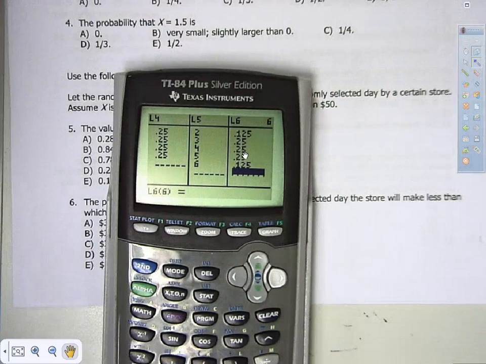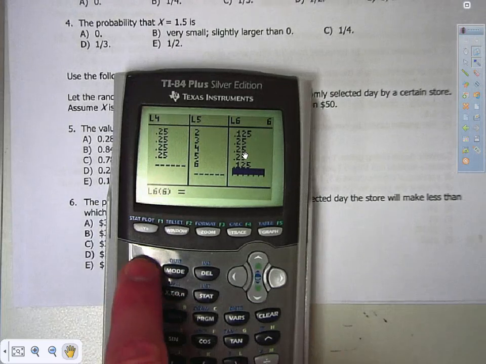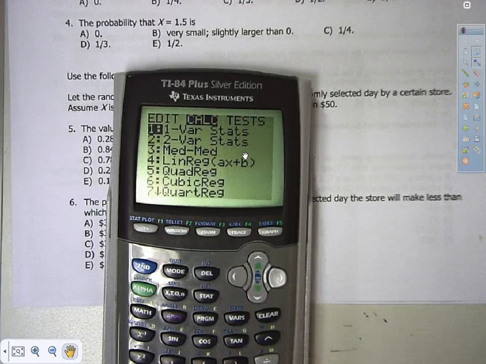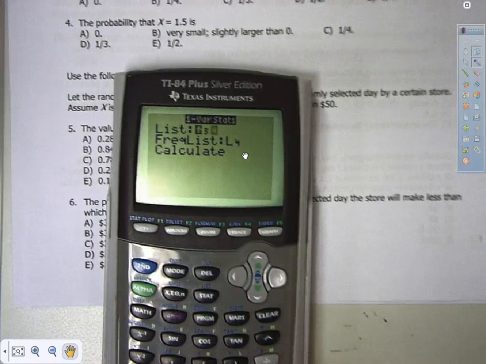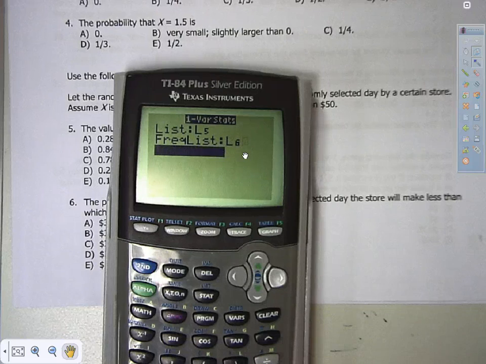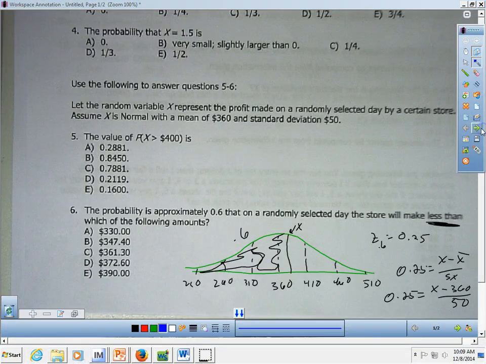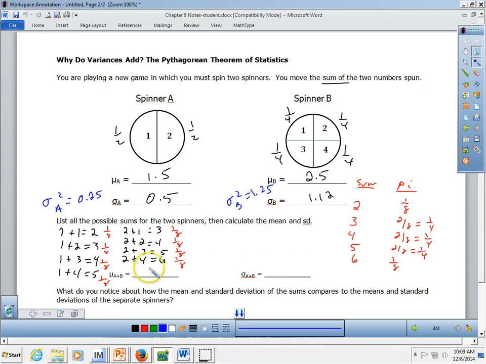Now I'm going to go hit my one variable stat and find the mean and standard deviation. So stat, calc, one variable stats, list 5, list 6, and there you go. Your mean is 4, standard deviation is 1.225. Okay? So let's write that in. So the mean was 4, and standard deviation was 1.225, basically.